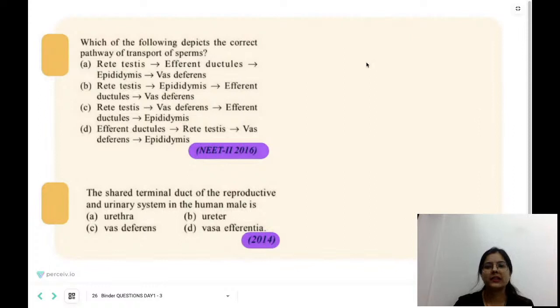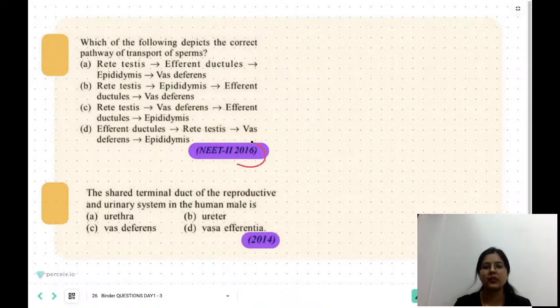The next question says: which of the following depicts the correct pathway of the transportation of sperms? As I told you, it's a recent question that has been asked in the NEET examination 2016. It asks for the sequence. I have already explained the exact sequence of the entire pathway of transportation of the sperms. If I draw a generalized diagram here, you will get an idea.